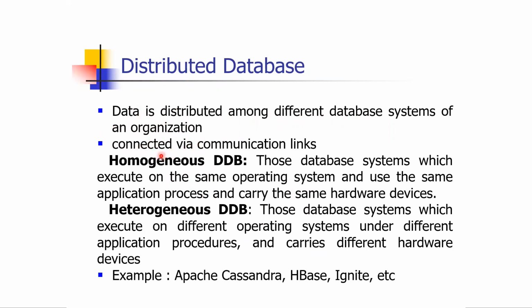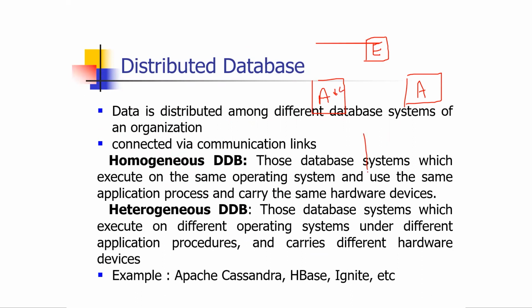For example, for a university or a college, there is an examination department, so there is one distributed system for examination. There is an admission department, so one distributed system for admission. There is an accounts department, so one distributed system for the accounts level.